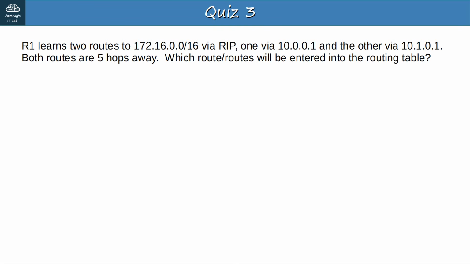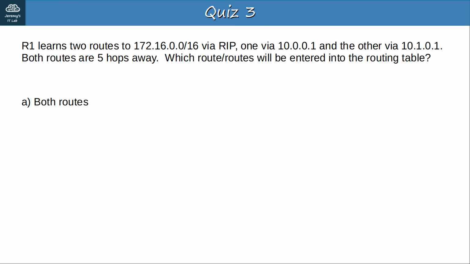R1 learns 2 routes to 172.16.0.0/16 via RIP, one via 10.0.0.1 and the other via 10.1.0.1. Both routes are 5 hops away. Which route or routes will be entered into the routing table?